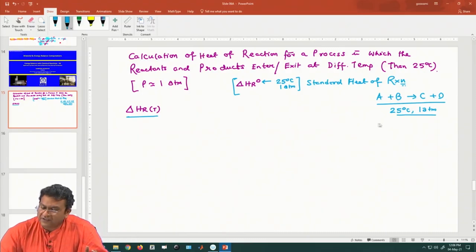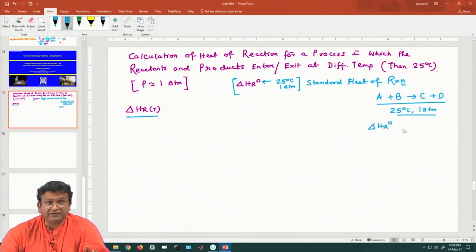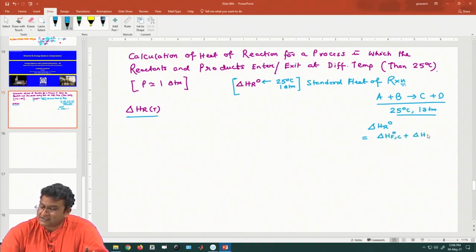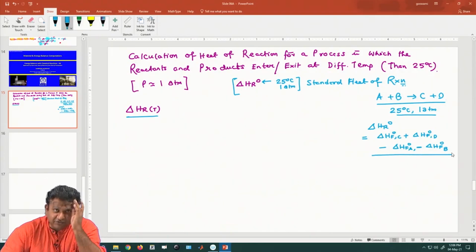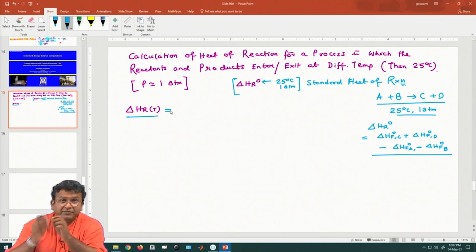Now, you know that if the reaction is progressing at 25 degree centigrade and 1 atmospheric pressure, the standard heat of reaction you can straight away find out from the standard heat of formations, which we all know. And amongst A, B, C, D, if you have some elements, in that case that particular HF0 value will be 0. Now, what is the problem here? What is the problem here?